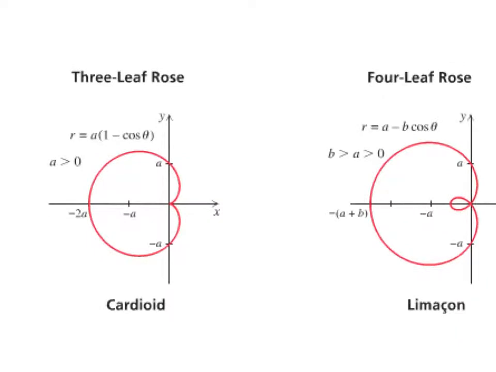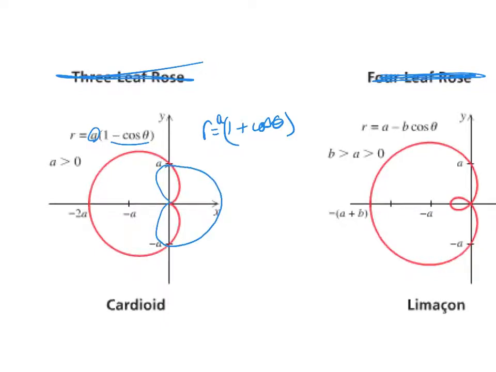So let's look at our last couple of shapes. We have a rose, a 3-leaf rose. Notice that we have a, and then I have 1 minus cosine theta. But that's not a 3-leaf rose. That's a cardioid. That just must have been coming over from the previous page. This is a cardioid. Now, if I have r is equal to 1 plus the cosine theta, and my a is out front, then what it does is it reverses the shape of my cardioid.